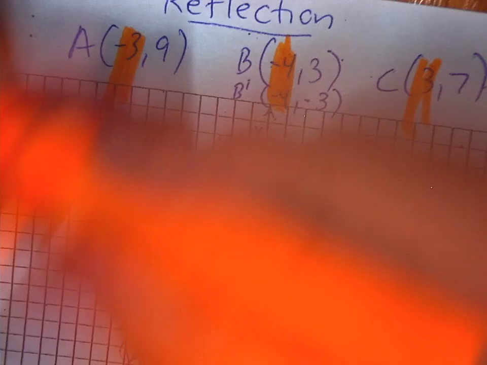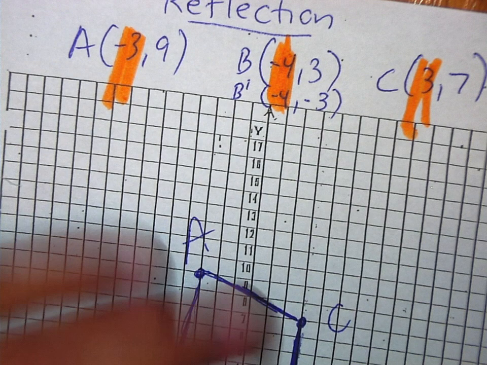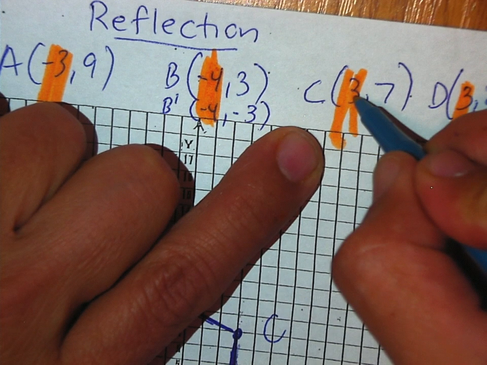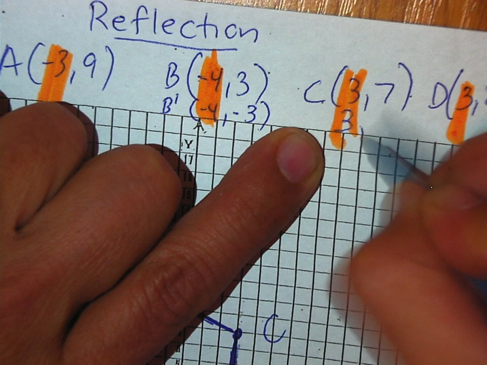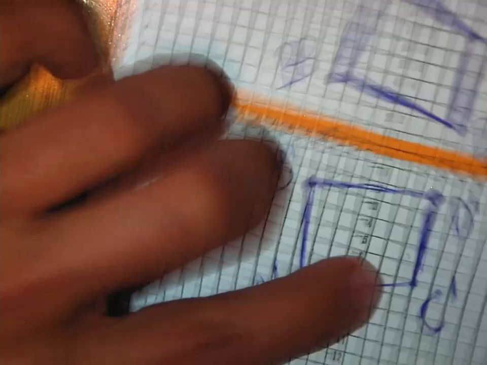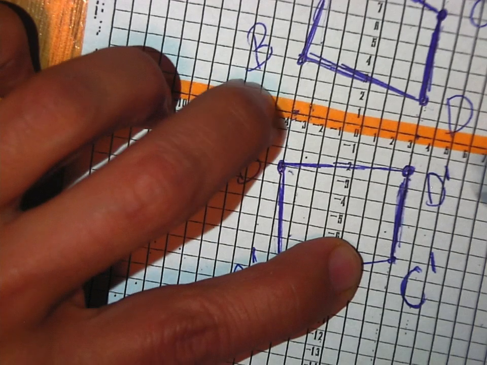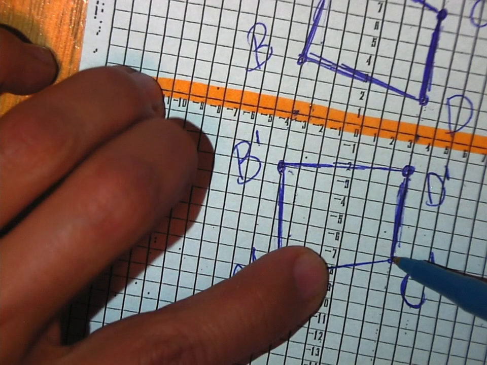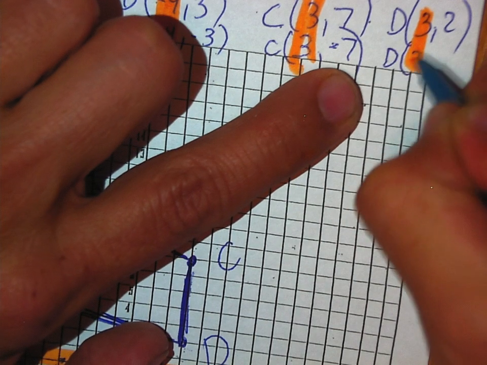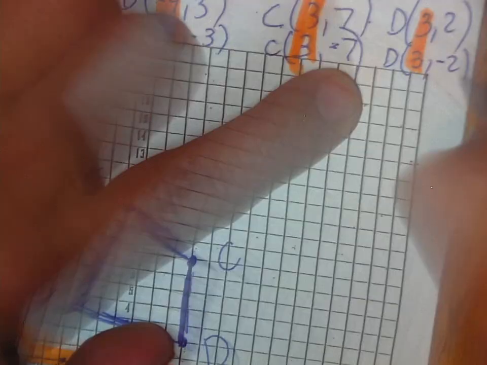D is 3, comma, negative 2. Let's try D. 3, oh, sorry, can't see it. Here we go. 3, comma, negative 2. There's your x, comma, y. And obviously your A prime is what? Negative 3, comma, negative 9. And that's it. There you go. Look at that. Reflection.